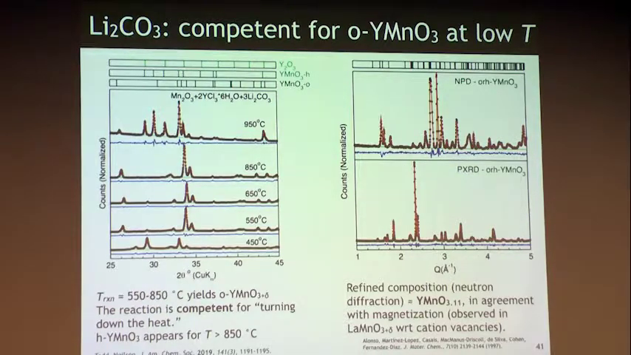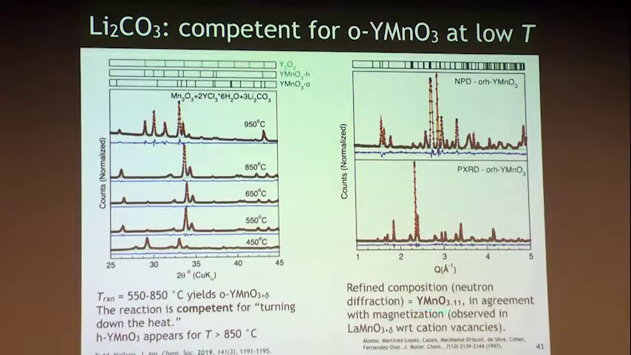So I'll take a brief walk through each of them. Lithium carbonate is competent for making this perovskite yttrium manganese oxide, which was previously described as being metastable. As low as 550 degrees Celsius, that perovskite starts to form. So this reaction is competent for turning down the heat and allowing the reaction to take place. And we only see the hexagonal form above 850 degrees Celsius under these conditions.